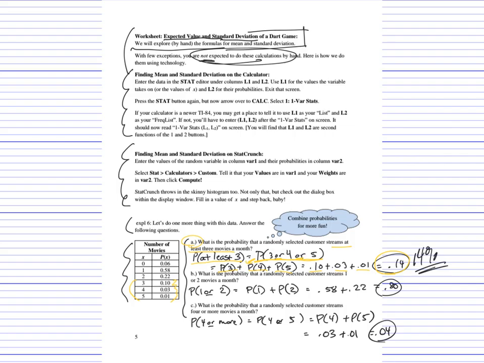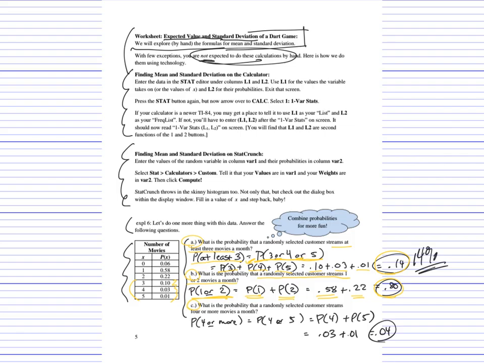Let's look at number 2 really quick, letter B really quickly. What's the probability that a randomly selected customer streams 1 or 2 movies a month? Same basic thing. The probability of 1 or 2 is exactly what the question asked me for, but I know that those 2 things are mutually exclusive, so I can add up those individual probabilities, which come from the table, and I get 80% or 0.8, right? So again, the probability that I randomly select a customer and that customer has streamed 1 or 2 movies that month is 80% or 0.80.